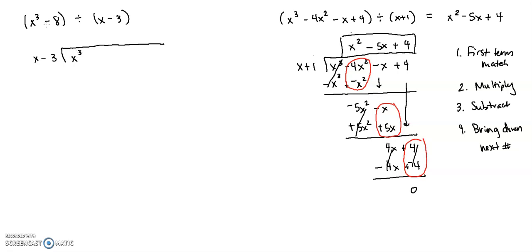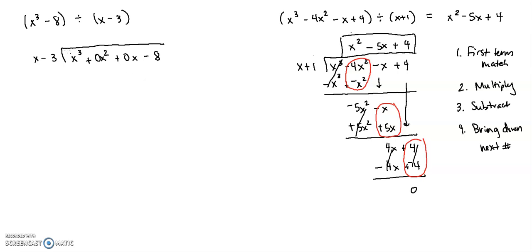So I'm going to have x cubed. I'm missing my x squared term, so I'm going to put that in as a 0. I'm missing the x term, I'm going to put that in as a 0. And then minus 8. Okay, so those are like placeholders. I've got to put them in to hold the place.